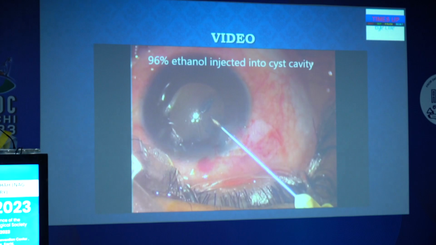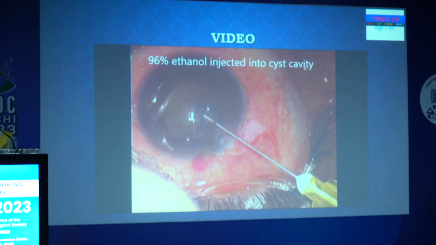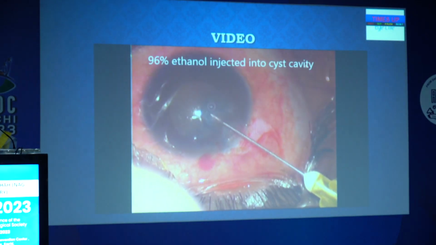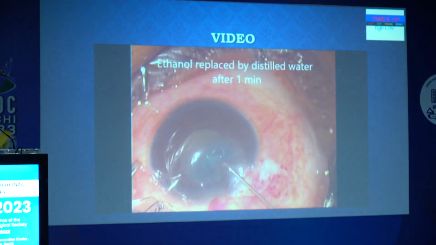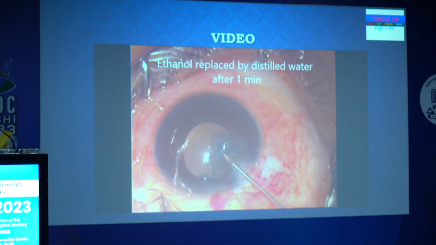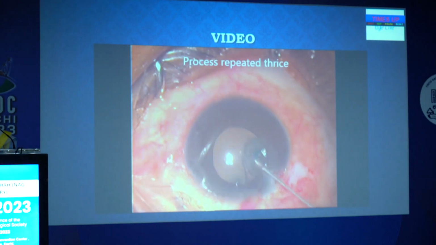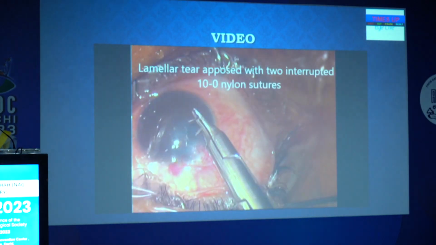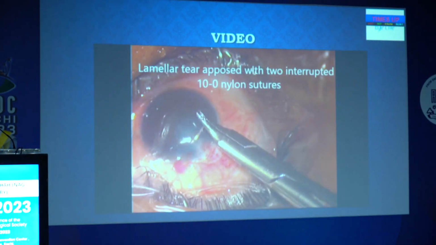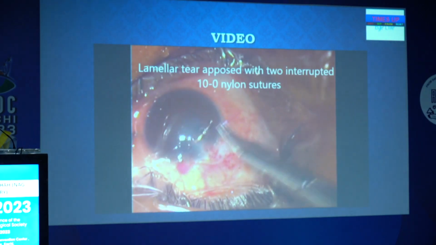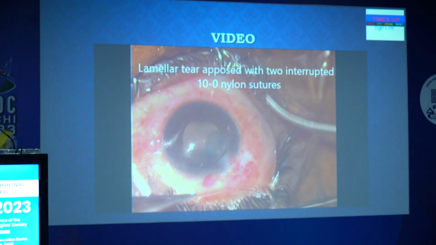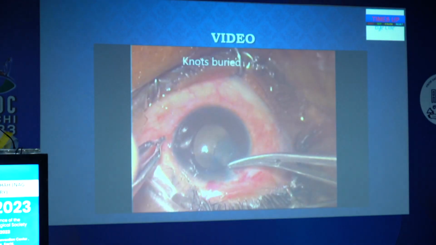Next, we injected 96% ethanol into the cyst cavity, kept it for about 1 minute, and replaced it with distilled water. Now, a single application can lead to recurrence, and if you keep it for a longer duration, it can percolate into the surrounding stroma. So we did multiple applications, just of 1 minute, 3 applications, and then the wound was sutured.